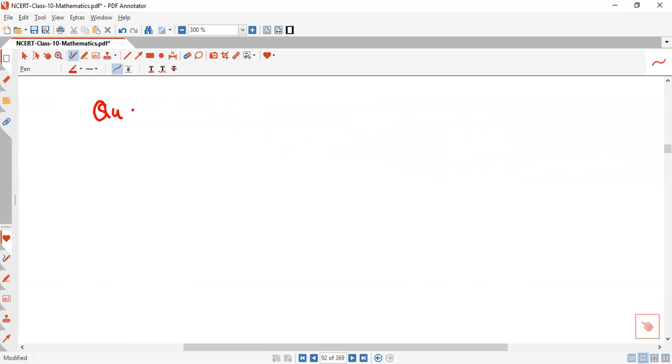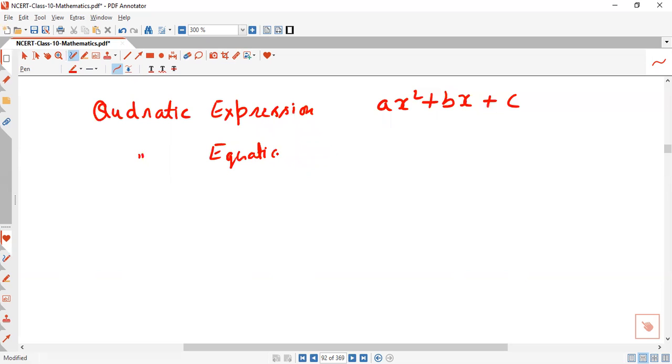Sometimes you know this one is a quadratic expression, ax square plus bx plus c. This is a quadratic expression, and in the expression we don't have the equality sign. And same thing, we have a quadratic equation. In a quadratic equation, we say ax square plus bx plus c equal to 0. So this is a quadratic equation. In the quadratic expression ax square plus bx plus c there is no equality sign, and in the equation we have an equality sign.